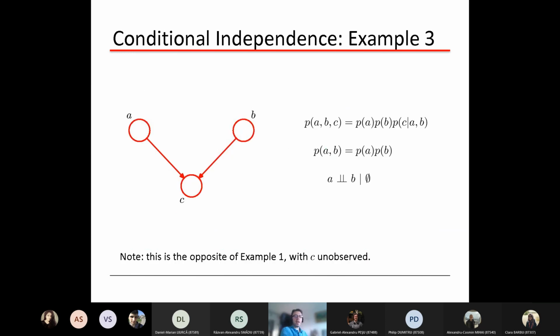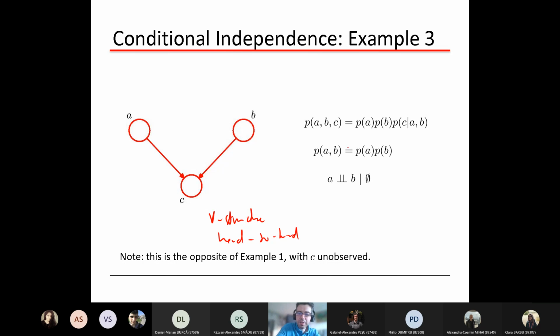And this is the last type. This is called a V structure, or a head-to-head node. For a V structure, we have this joint distribution: P of A and B and C is P of A multiplied with P of B multiplied with P of C given A and B.